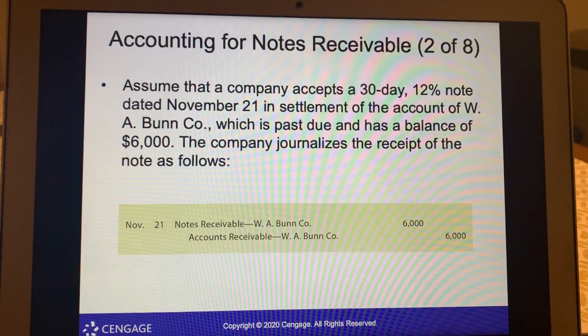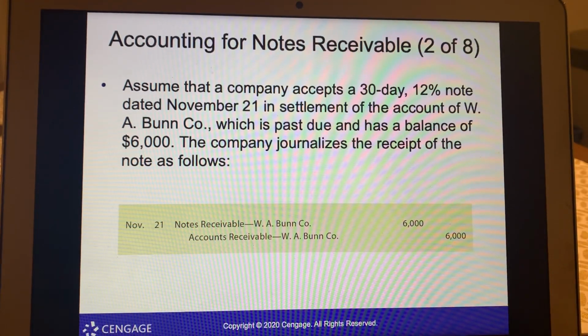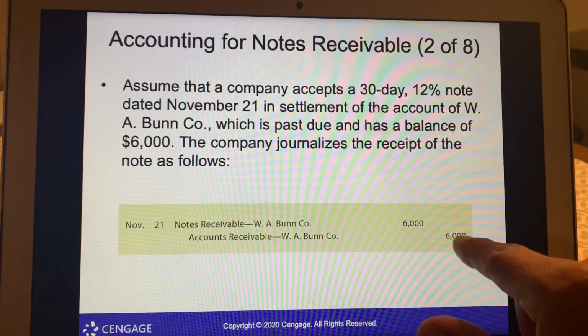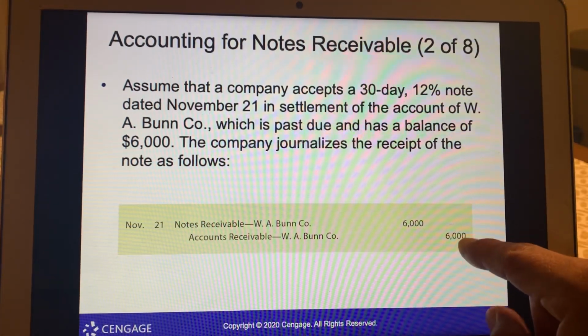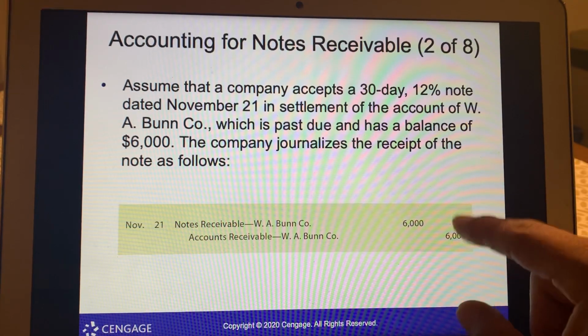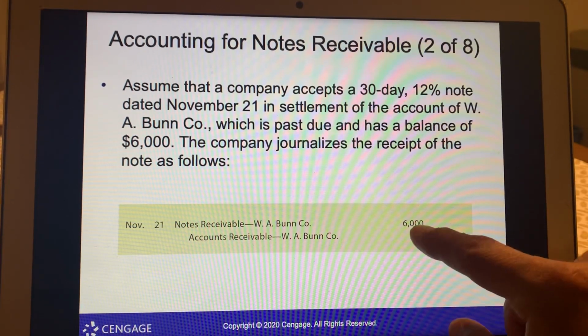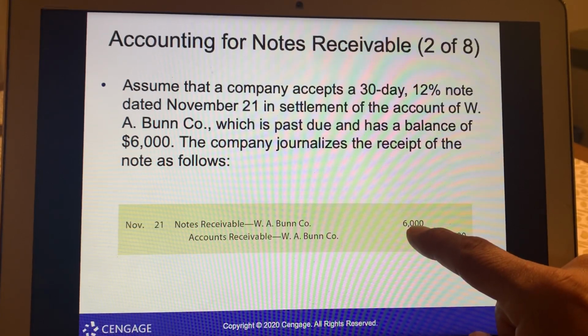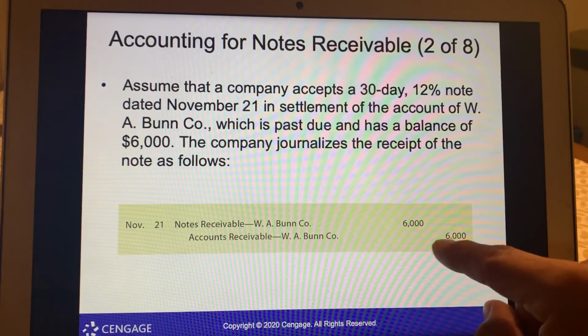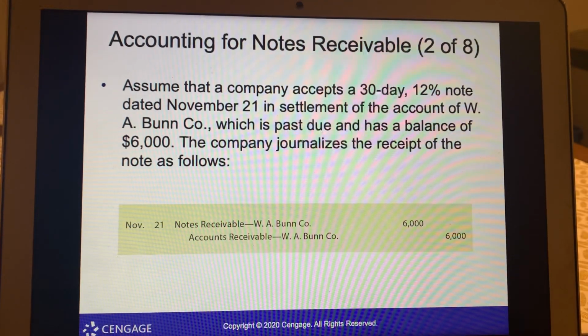Okay, so here's an example. $6,000, 30-day, 12% note. So note receivable, we're putting this on the books for Bunco. So $6,000. So keep in mind, we had an account receivable for them, but they didn't pay it. So we're moving it to note receivable. So the interest rate, we're adding interest because we're carrying it longer than 30 days. So this is getting moved out of account receivable, and we're moving into a note receivable. So we're debiting the note receivable account, and we're decreasing the account receivable, or zeroing it out. That's what that's showing right there.